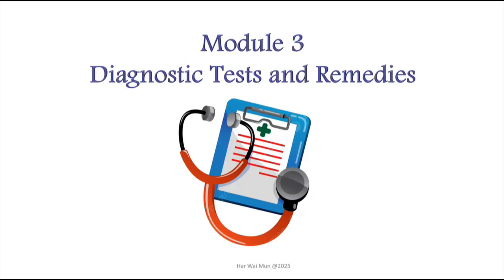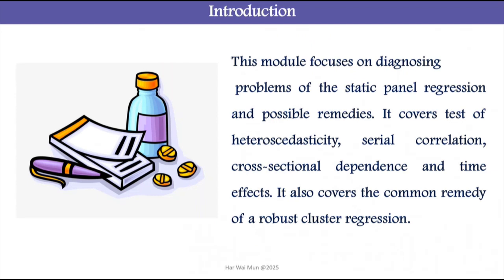We have already chosen our model. This module will be focused on diagnosing the problems of the chosen static panel regression model and then the possible remedies. It covers all the standard diagnosis tests: heterogeneity, serial correlation, cross-sectional dependence, and time effect. And it covers commonly used remedies like robust cluster. For a static fixed effect model it is very simple; usually you just run robust cluster, then everything will be done.